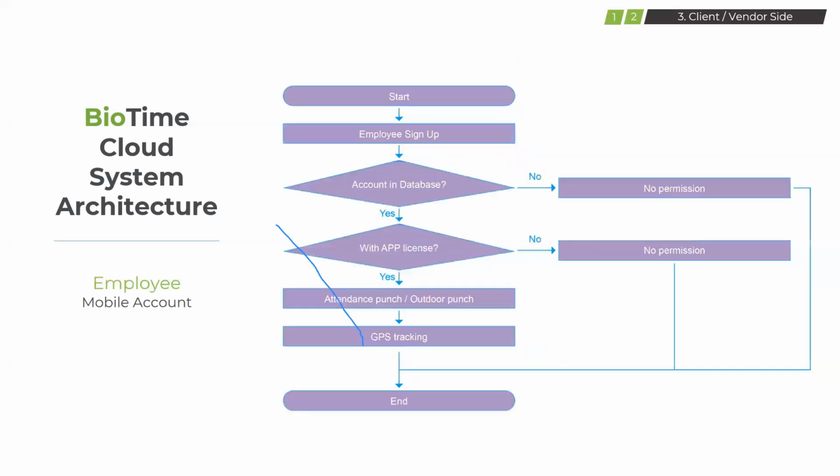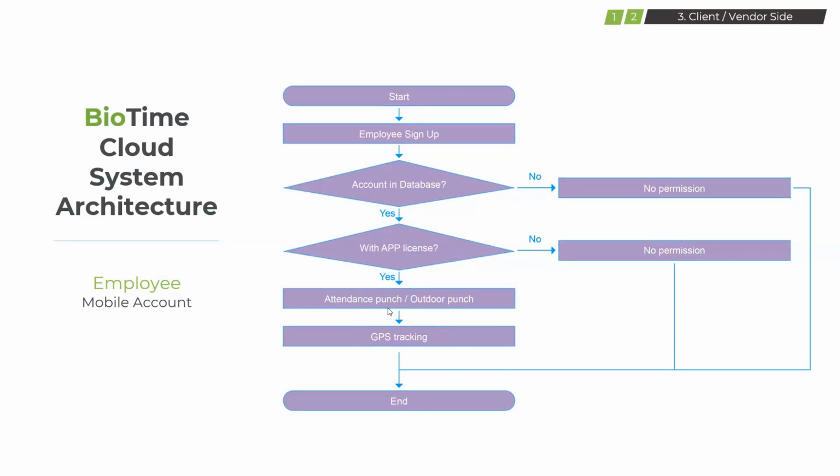Next is the employee mobile account. Here, first of all, the employee must be present in the database. So the employee must be added in the database. Once the account is there in the database, we need to know whether a license is provided for the employee. Yes, there is a license. So the employee is now eligible to log into their mobile app using their employee email ID, password, and the company name. And then they can do attendance punch and outdoor punch.